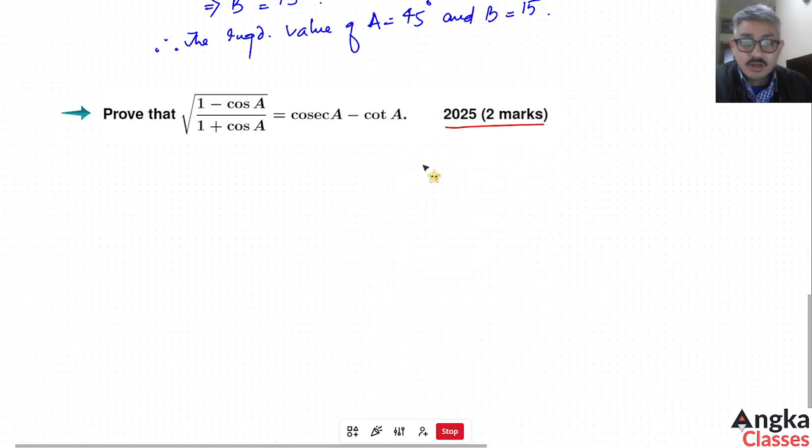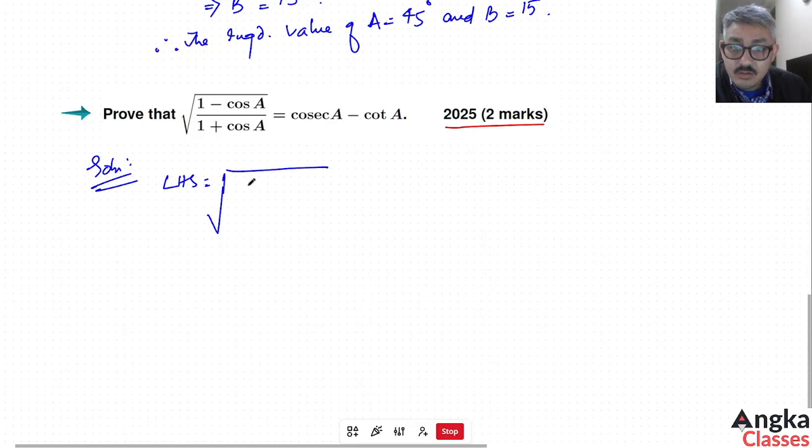Now the left hand side, the whole thing. We have the solution. So the left hand side is square root of 1 minus cos A divided by 1 plus cos A.